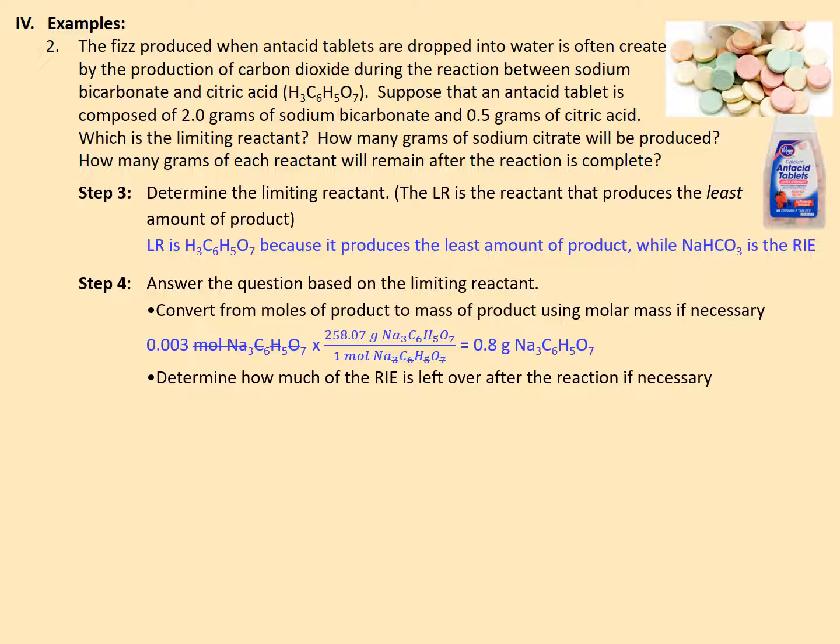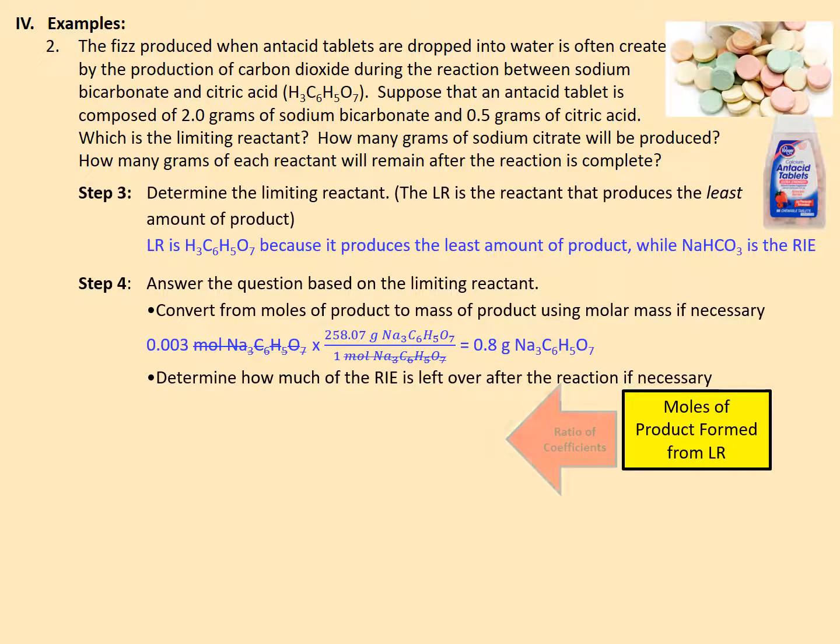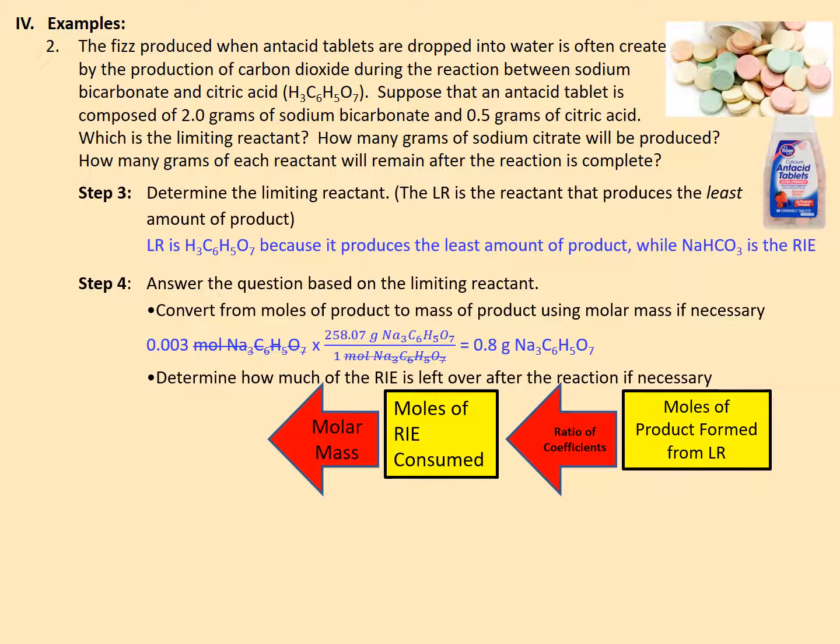This is not always, but very often asked in these types of problems, to determine how much of the reactant in excess is left over after the reaction. So, as we said in the previous problem, let's consider this flow chart. Now that we know how many moles of product will actually be formed, since we've identified the limiting reactant, we can work backwards using the ratio of coefficients to find out how many moles of the reactant in excess would be needed to form that amount of product. Once we know how many moles are consumed, we can use the molar mass to convert moles into grams.